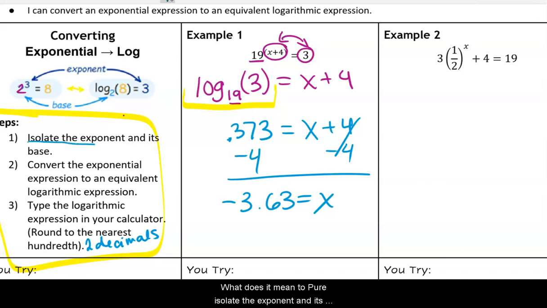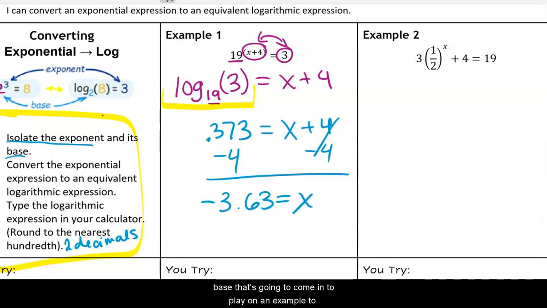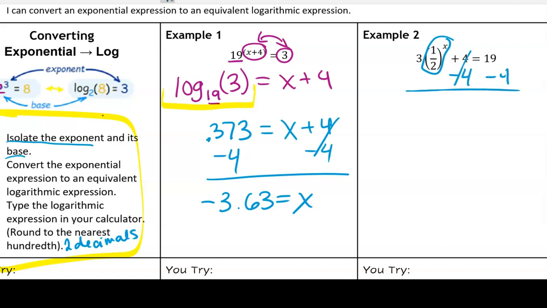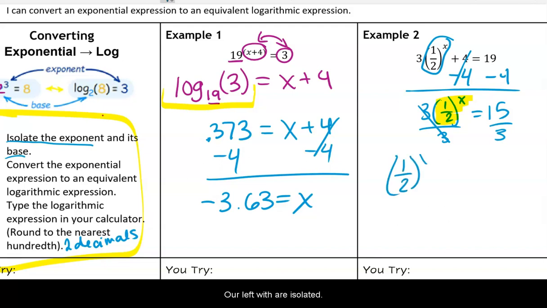What this means up here, isolate the exponent and its base, that's going to come into play on example 2. We want this to be isolated. So how can we get that all alone? Well, our first step would be to subtract 4 from both sides. That leaves us with 3 times 1/2 to the x equals 15. Well, now we still want to isolate that base and the exponent, so we need to divide by 3. Now we're left with our isolated base and exponent, and 15 divided by 3 is 5.